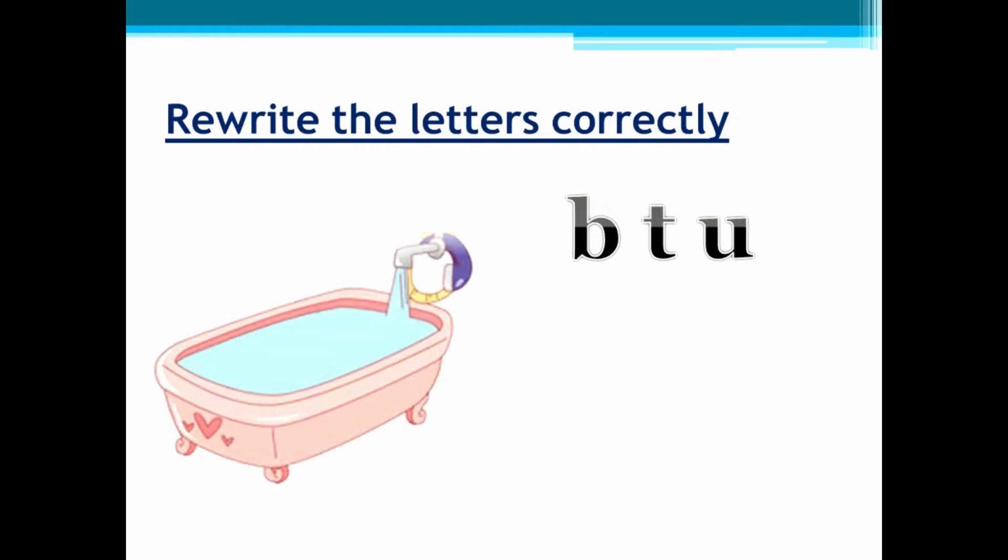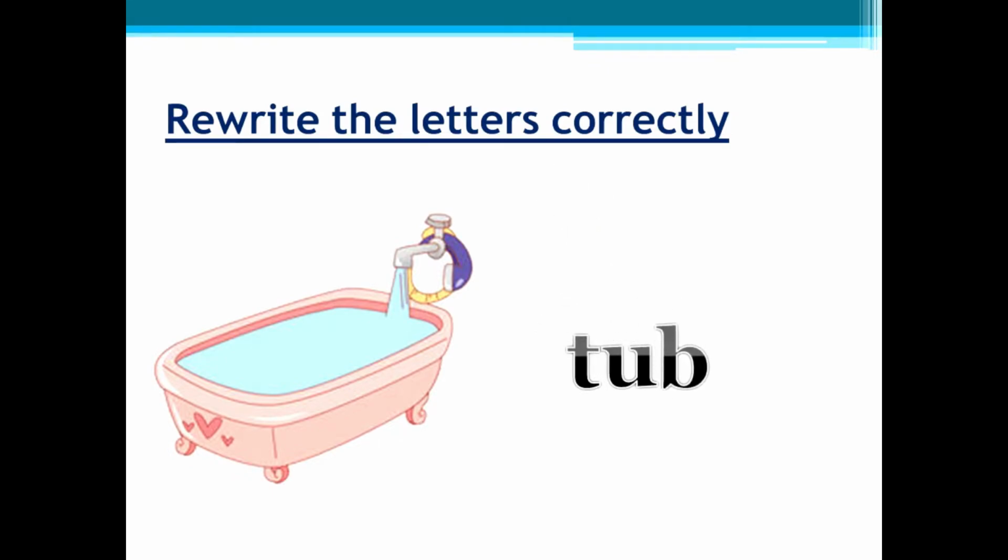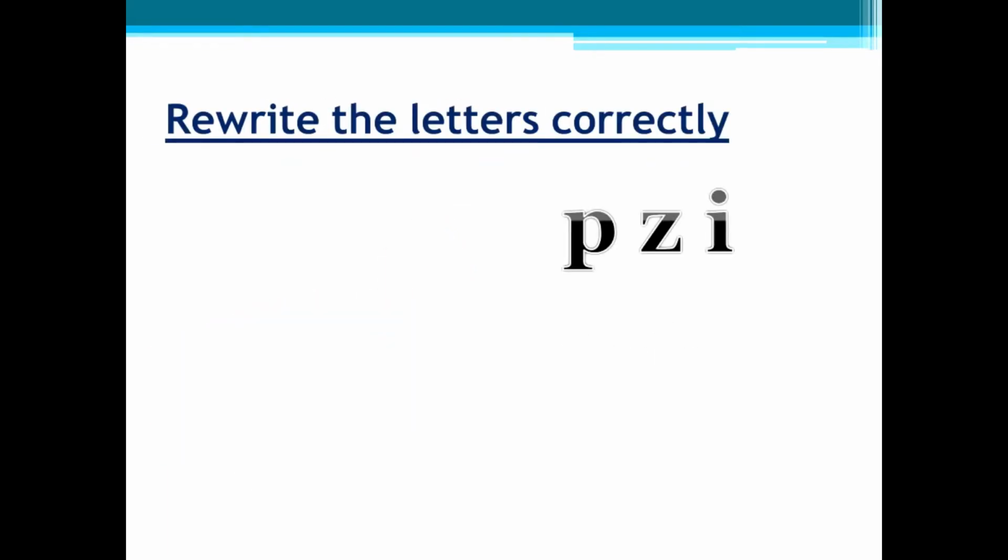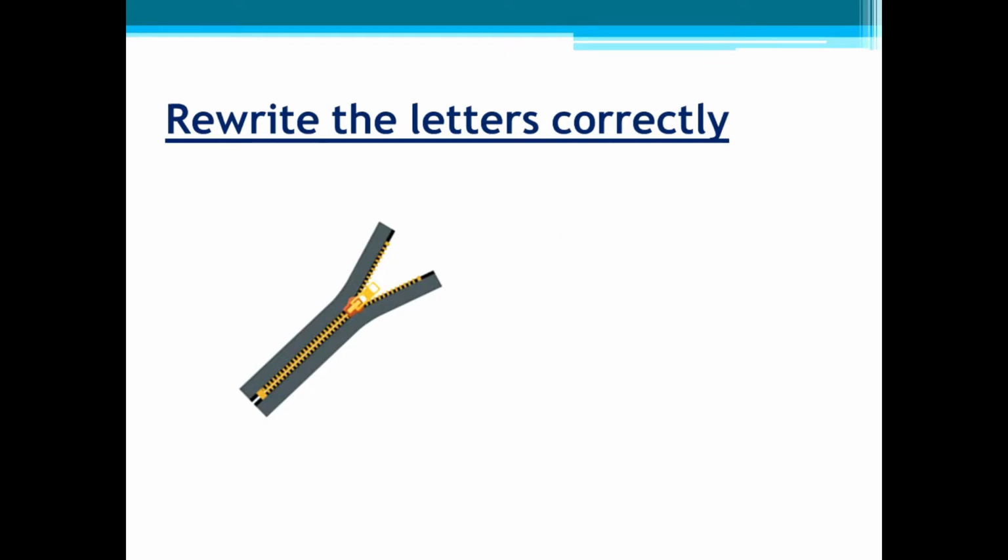What is this? Hint is, oh, it is a tub. Okay, so how should you write tub? T, U, B. T, U, B, tub. Very nice. Now, what is this? Oh, it is a zip. So, you know how to write zip? Very good. So, let's write Z, I, P. Z, I, P, zip. Very nice.